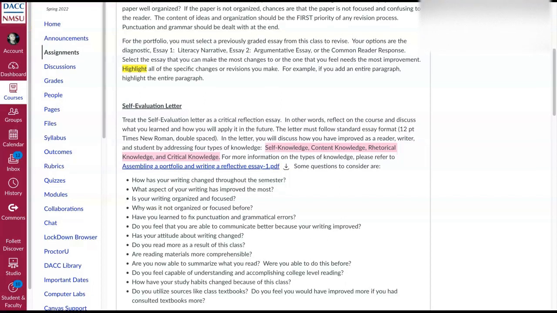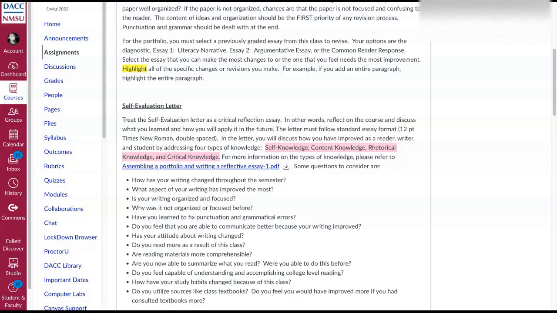Content knowledge refers to the content in the course. So basically for content knowledge, what you want to provide examples of are assignments or readings that helped you grow. So for example, let's say the summary responses we did really helped you understand the articles and the literacy narratives. That's something that you can include there. Or maybe the discussions really helped you connect with other people and see their interpretation of the readings we had. Or maybe you were able to relate to the readings and that helped you understand the genre of the essay that we were working on.